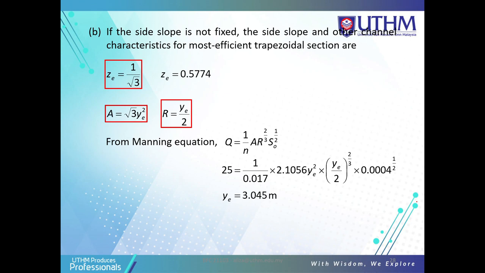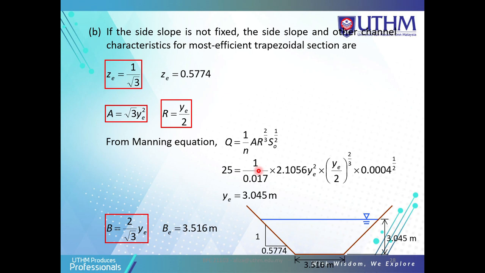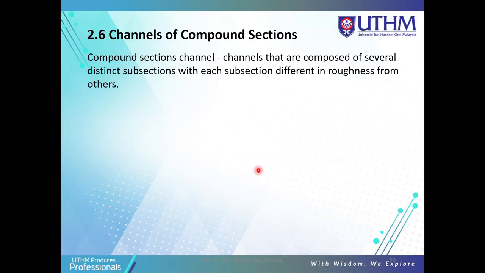After you get the YE, put back into this equation to find the new B and also the new YE. Okay, so this is for the best hydraulic section for Z and also for the trapezoidal. Okay, so that's all. So this is more on channels of combined section.